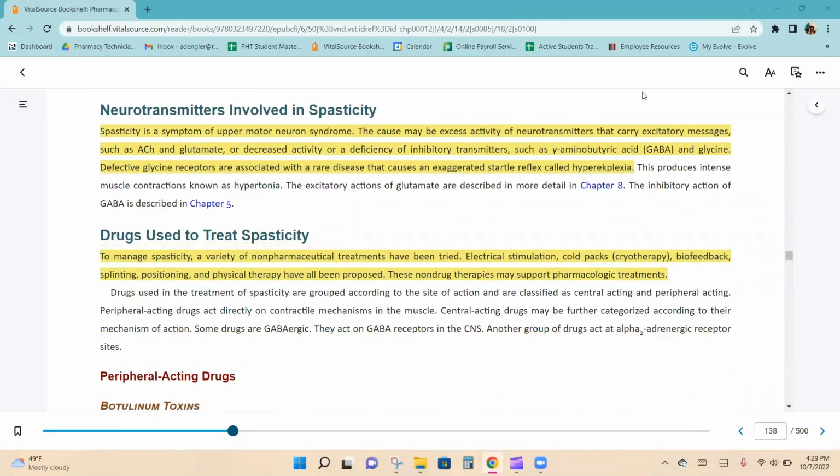Spasticity is a symptom of upper motor neuron syndrome. The cause may be excess activity of neurotransmitters that carry excitatory messages such as acetylcholine and glutamate, or decreased activity or a deficiency of inhibitory transmitters such as GABA and glycine. Defective glycine receptors are associated with a rare disease that causes an exaggerated startle reflex called hyperekplexia.